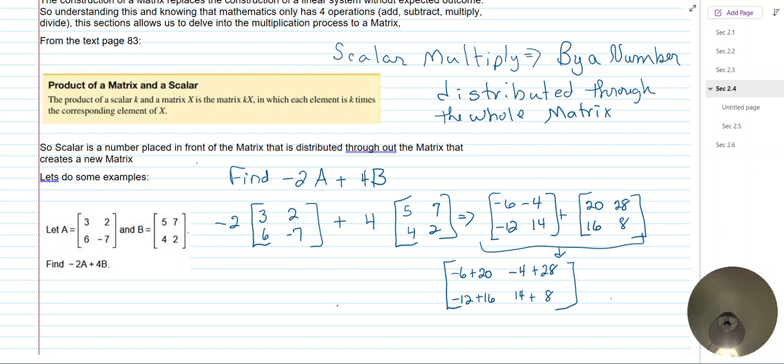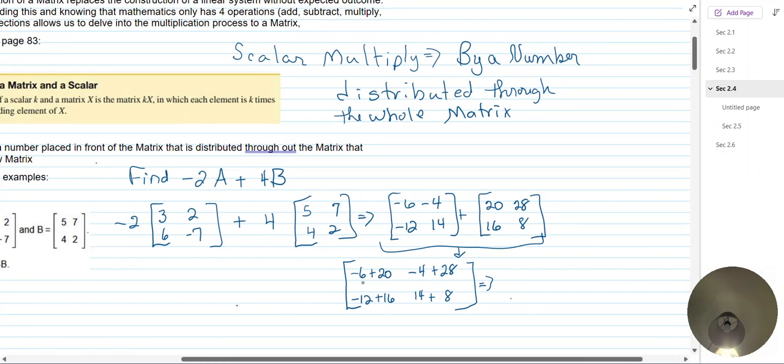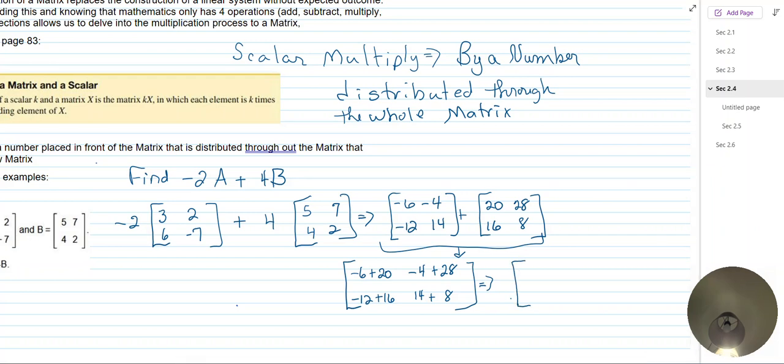Now remember, these are just data entries for some kind of mathematics. We're not solving anything. We're just doing some combinations here still with a scalar multiplier. When I do this, then I'm going to have the new matrix, which is going to be a 2 by 2. It's going to be a 14, a 24, a 4, and a 22.